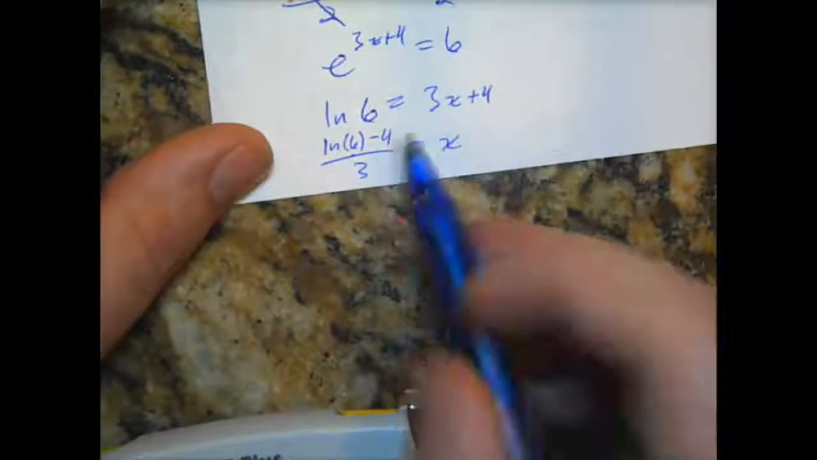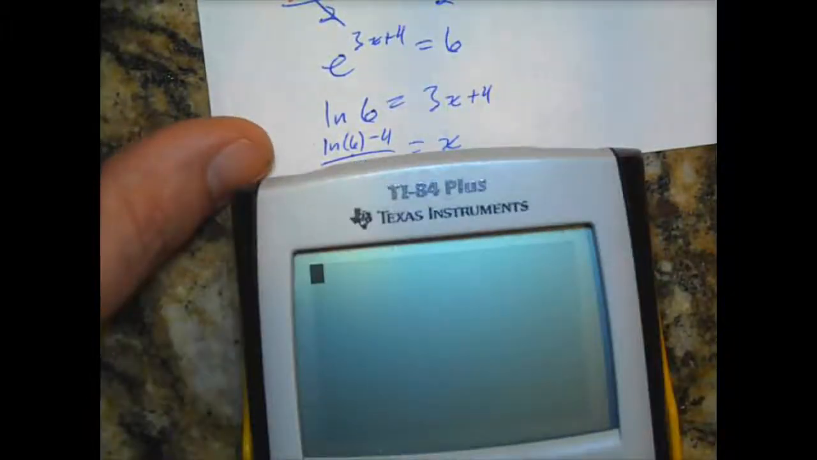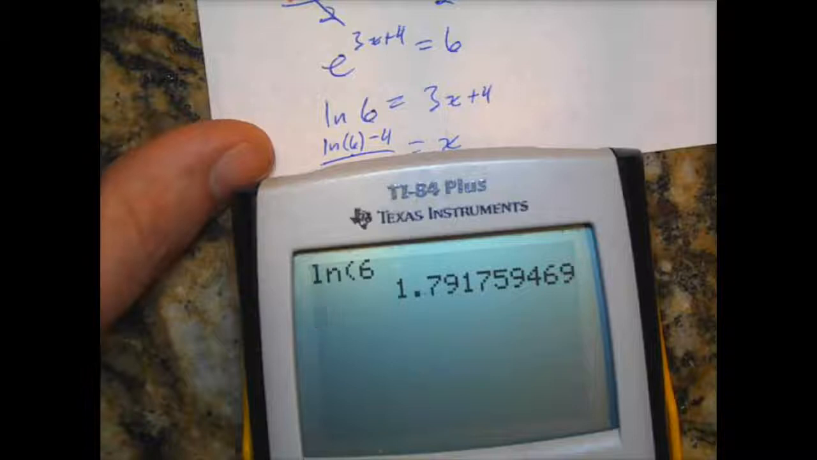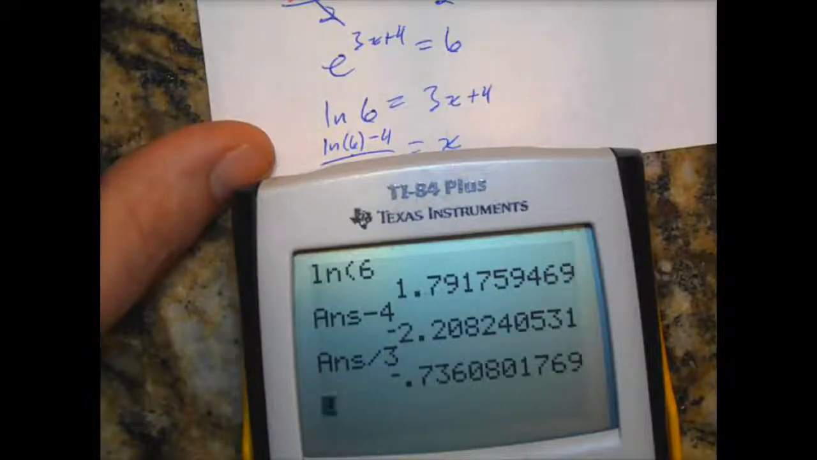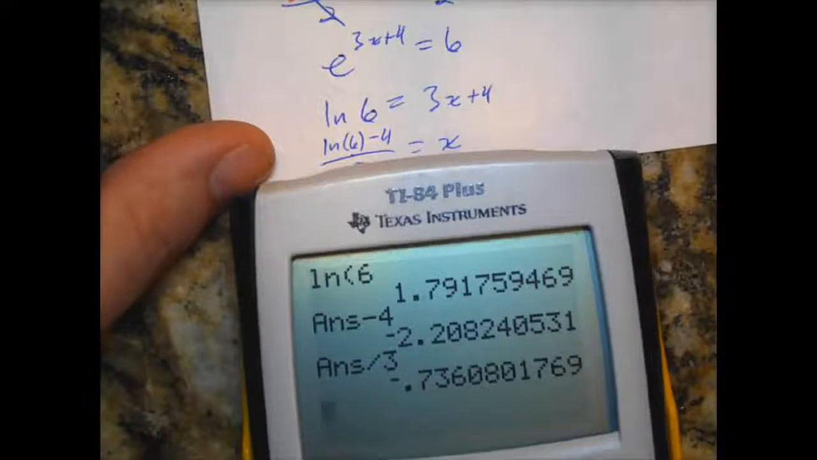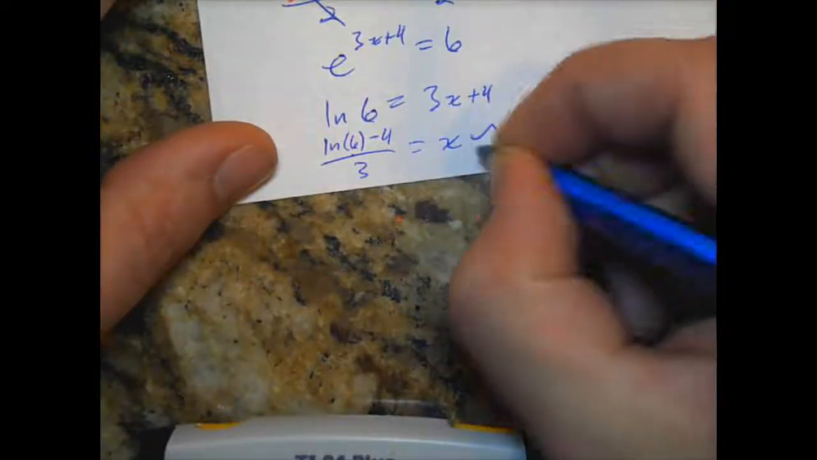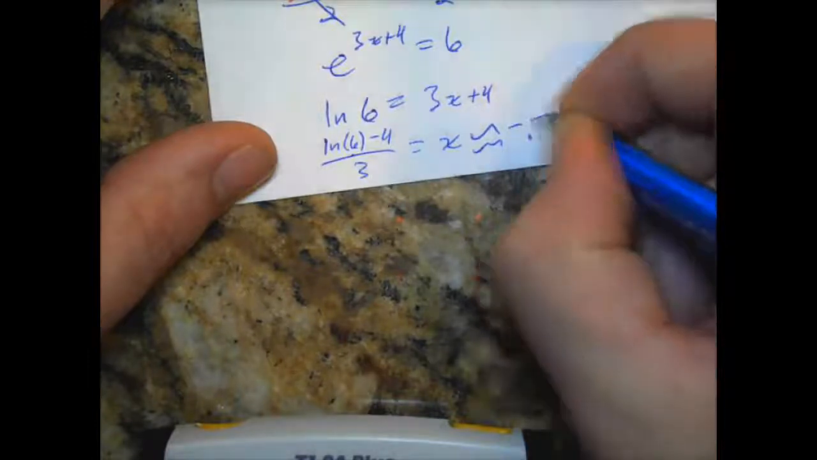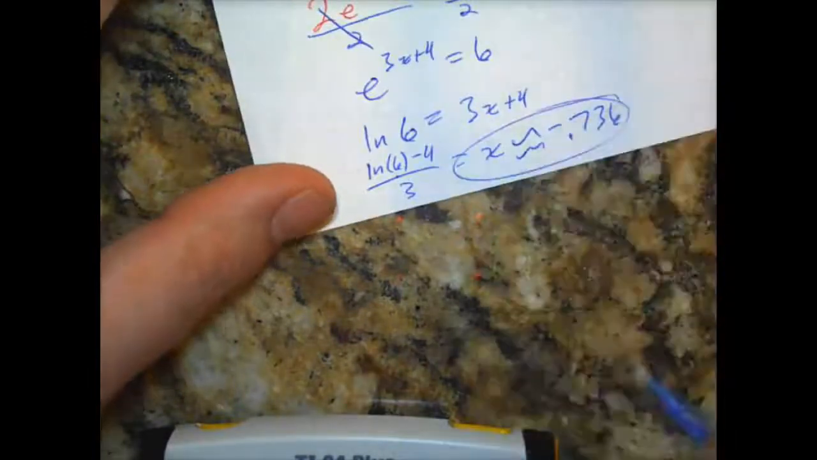So if I'm subtracting 4, I need to type in ln of 6. So ln of 6 first, then minus 4, then divided by 3. That is our answer, that negative 0.736. So approximately negative 0.736.